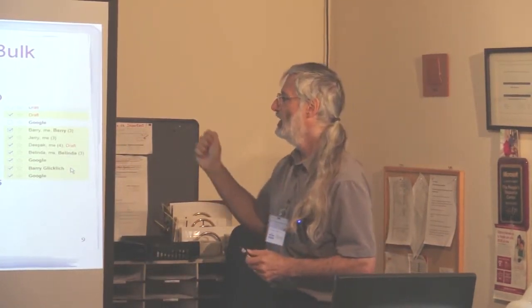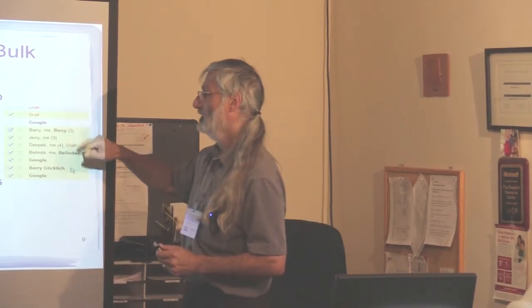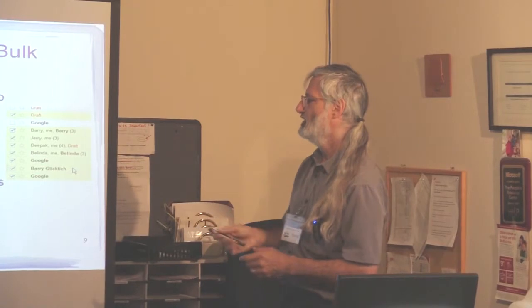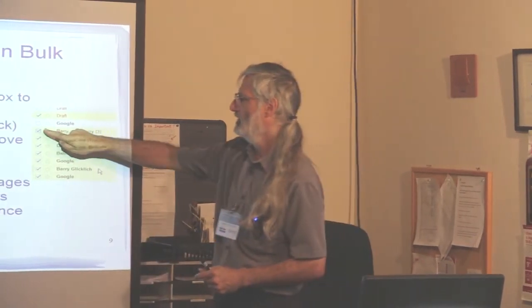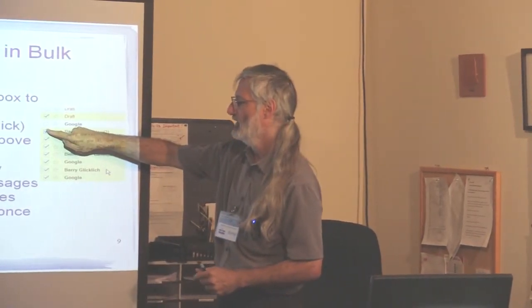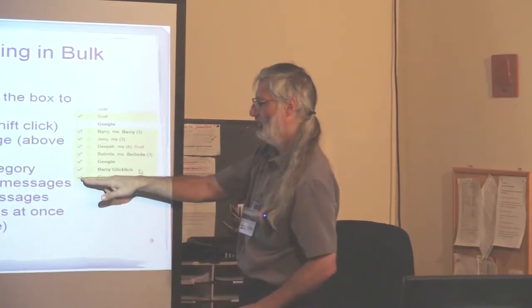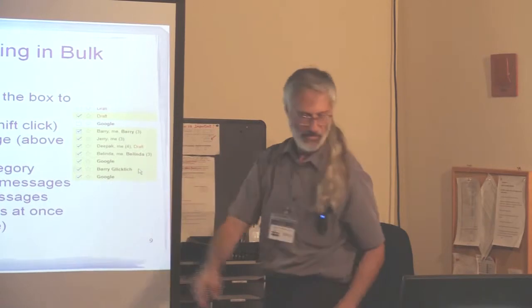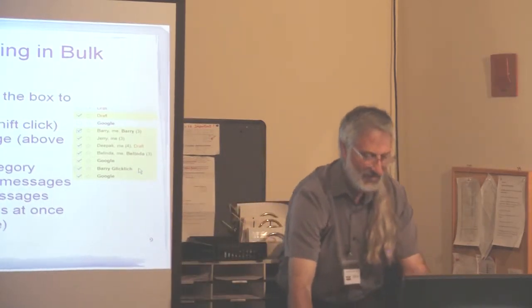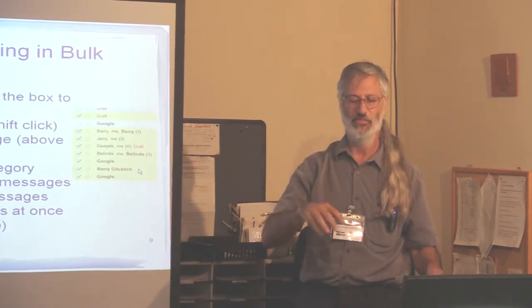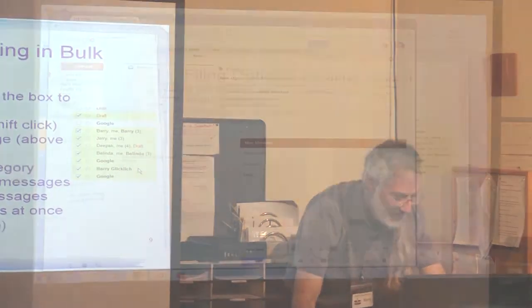So that's useful. Another thing that is useful is what I call a range of messages, the shift click. So if you click the first message that you want to select, and then you go down to the others, to the last one, or the second to last, then you can hold down the shift key and click the left mouse button, and it will select a bunch of those.